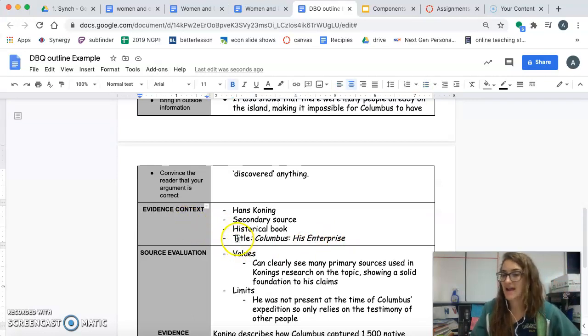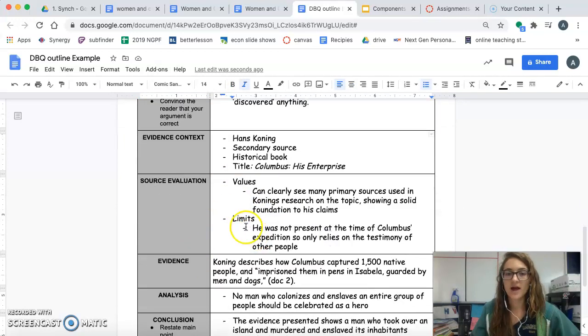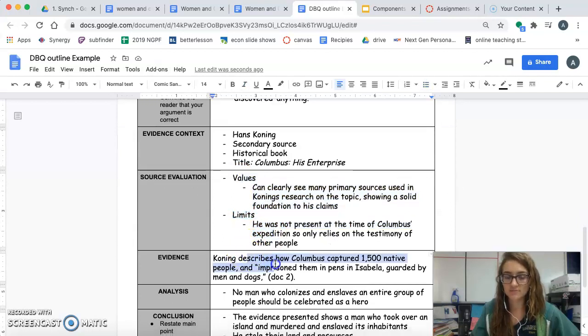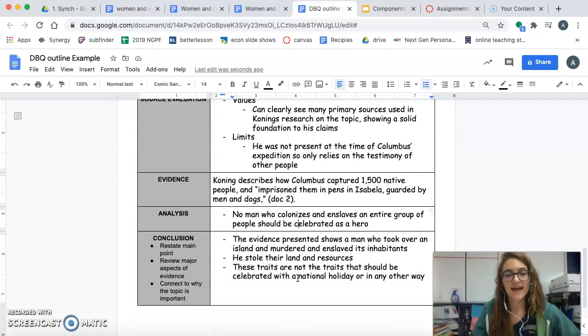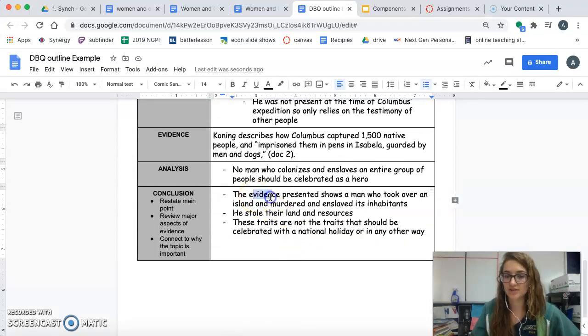So this is the same thing, right? I provide my background information. I give my values and my limits. I have my quote. And then I have my analysis. And then the last thing on your outline is your conclusion, okay?